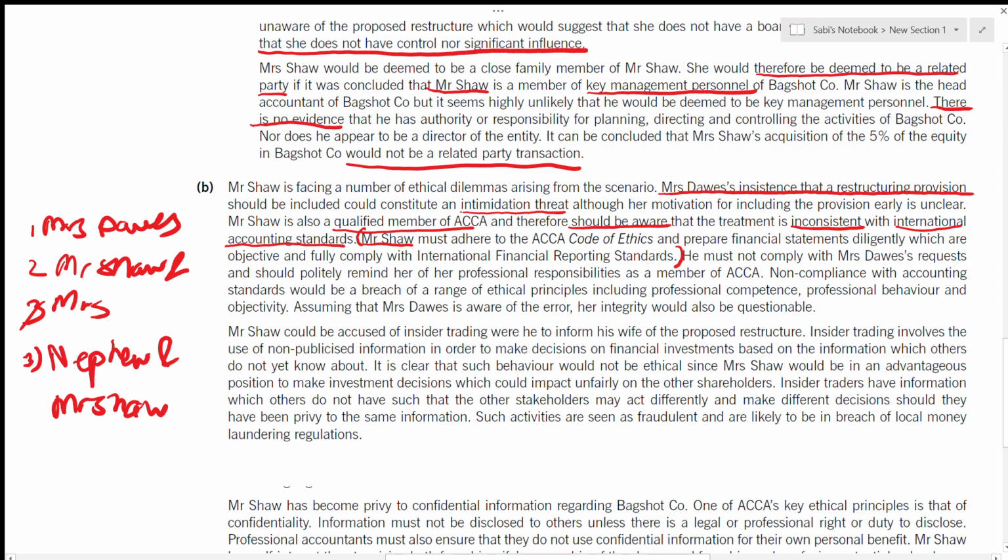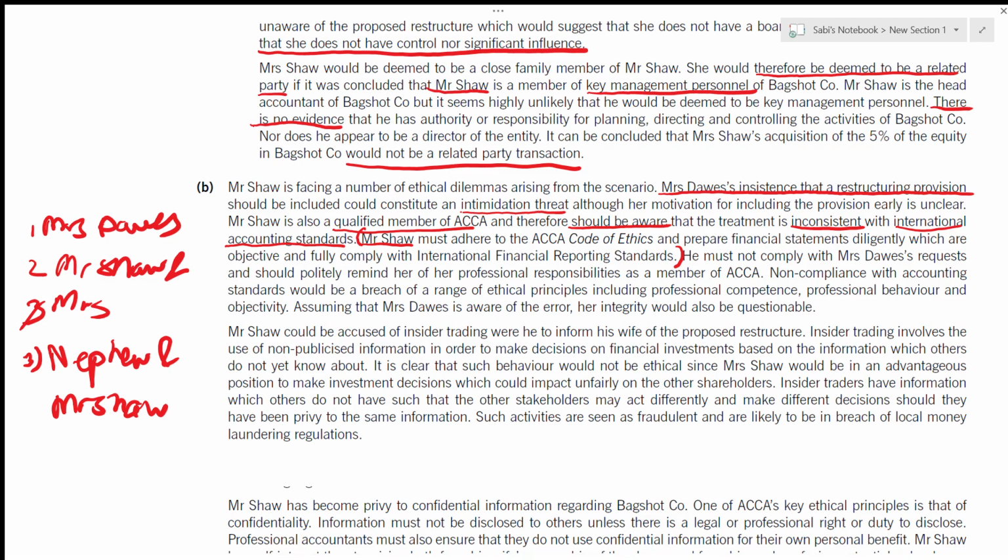When you see through your past papers, all the ethics questions in fact have this kind of sentences. He should not comply with, he should not listen to this, right? He should politely remind her of the professional duties. So this kind of sentences will be repeated. Although the case is different, this kind of sentences is there. So he must not comply with Mrs. Davis' request and should politely, see how they are saying. Okay, your answer also should be similar to this.